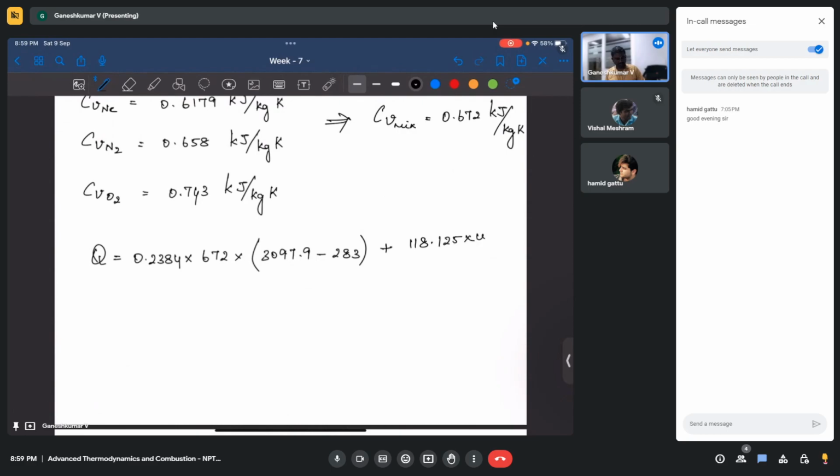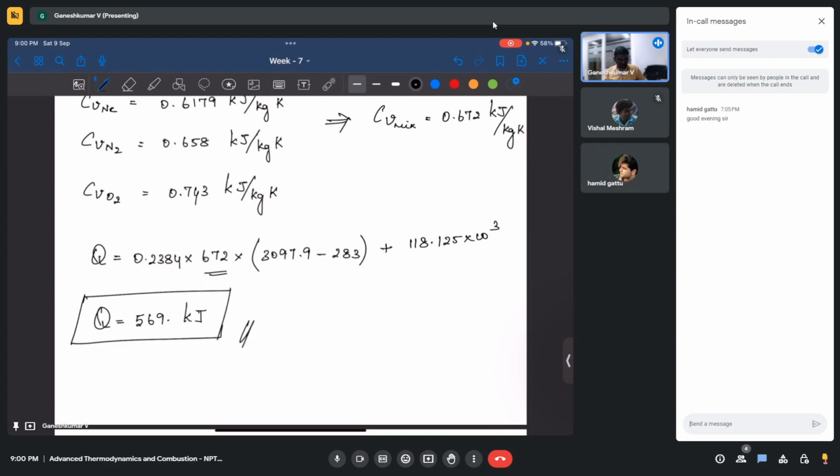Times 10 power 3, since I wrote this in joules, I need to write that also. So how much is the Q coming out to be? Is it around 500 kilojoules? 569 I'm getting. 569 kilojoules.